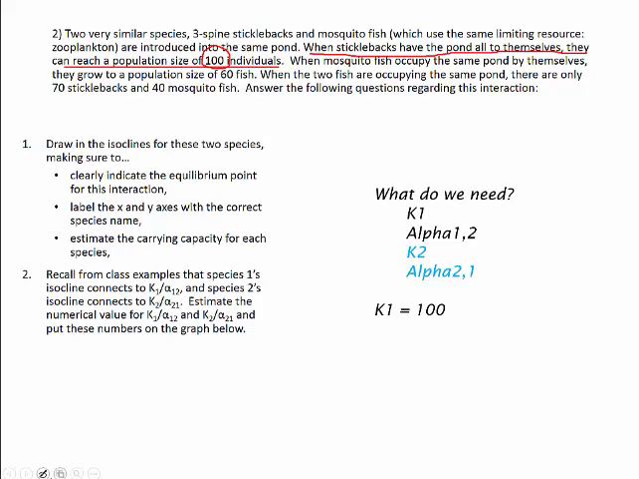All right, so if K1 is 100, how do we figure out what K2 is? Well, K2 is also embedded in the question up here. So we see that when the mosquito fish occupy the same pond by themselves, so no competition around, they grow to a population size of 60 fish. So that's our K2. Okay, so that's some essential information to get us started. And then there's more information provided that helps us with our alphas. And this is where the problem gets a bit more complex.